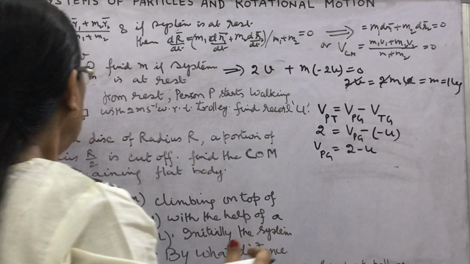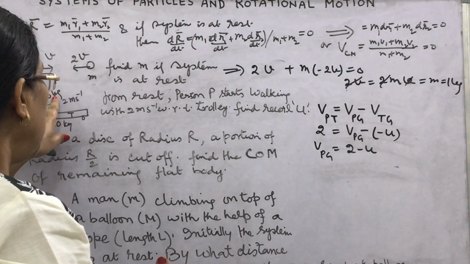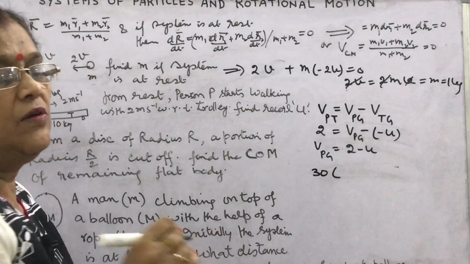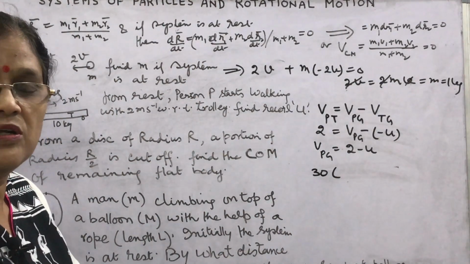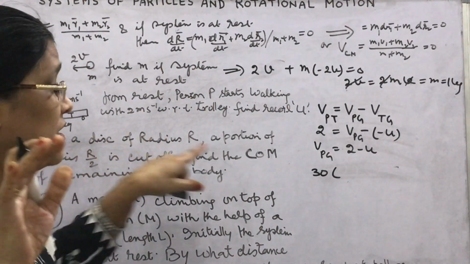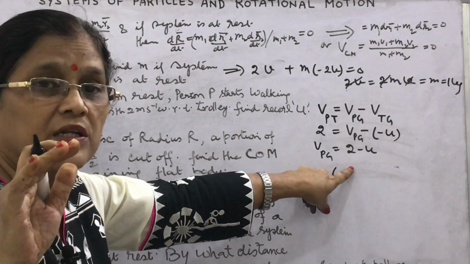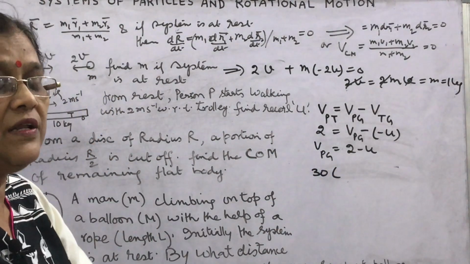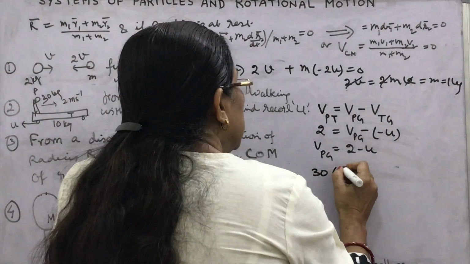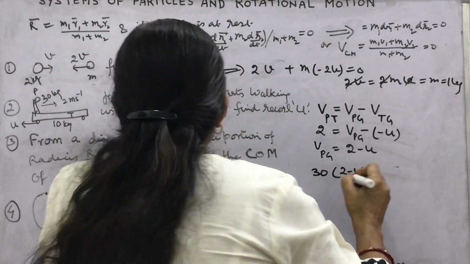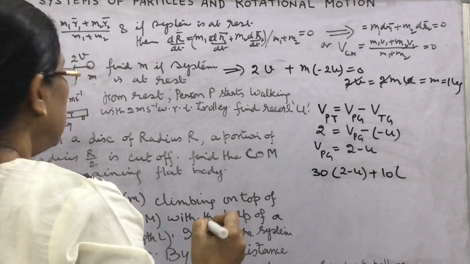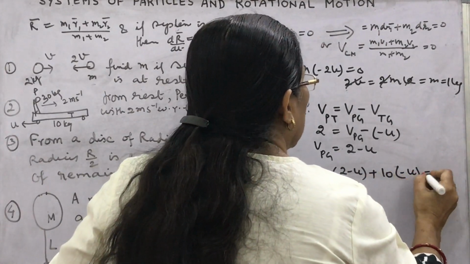Look here, this 30 kg person, with what velocity? This velocity is the velocity of person with respect to ground that we are considering, so this is 2 minus u. You put the value and find the answer. Look here, this is 30 into (2 minus u), plus the trolley, this is 10 into recoil velocity in the minus direction, minus u, equal to 0.